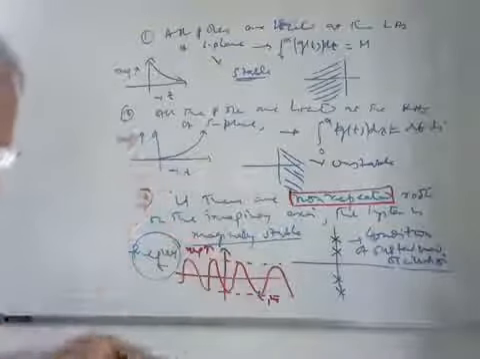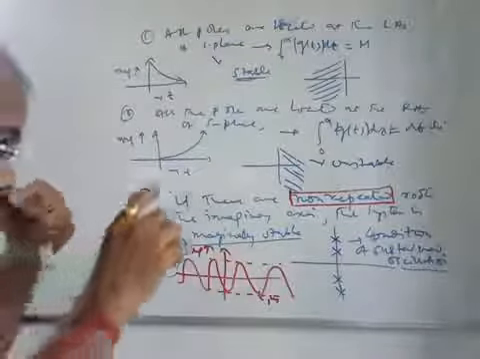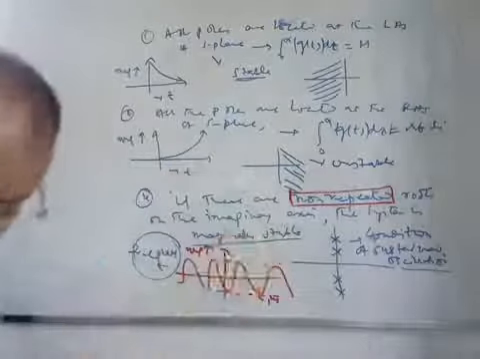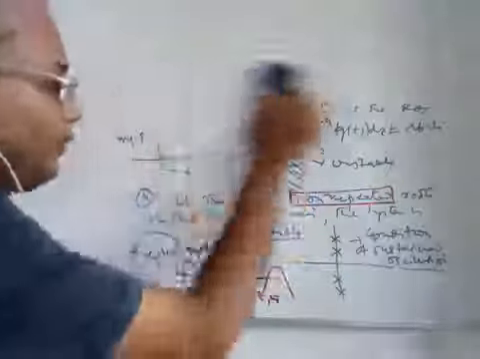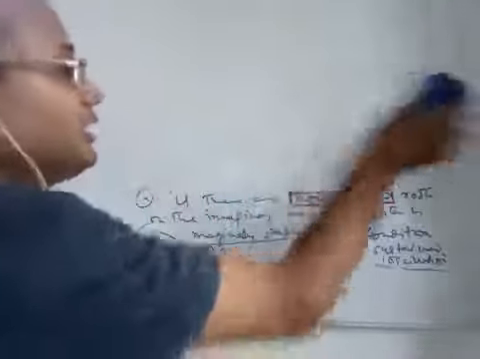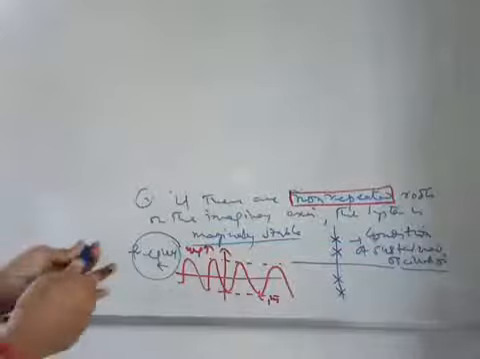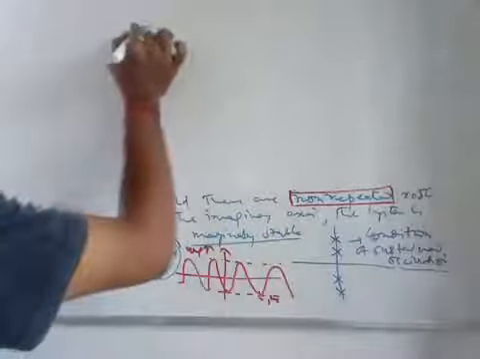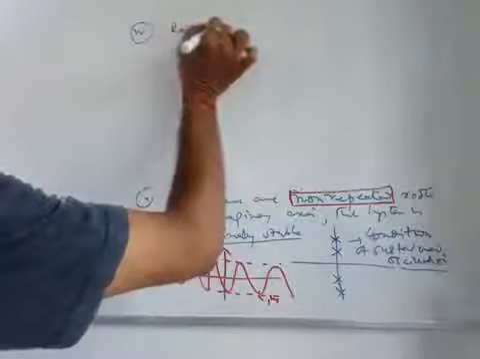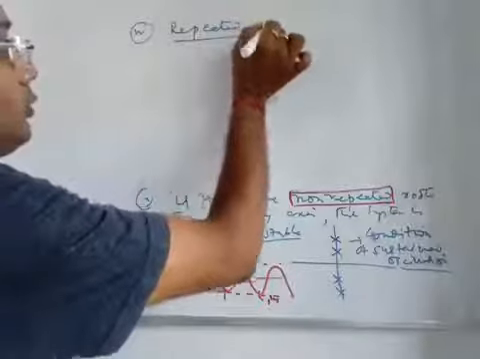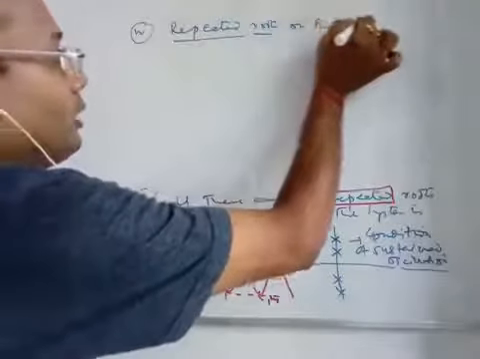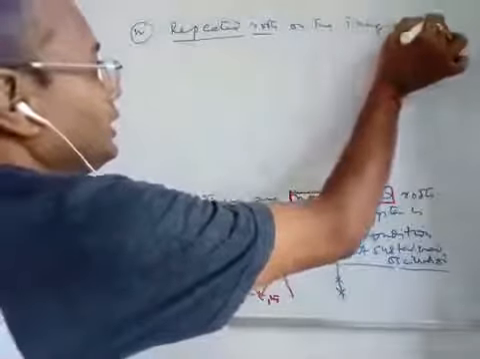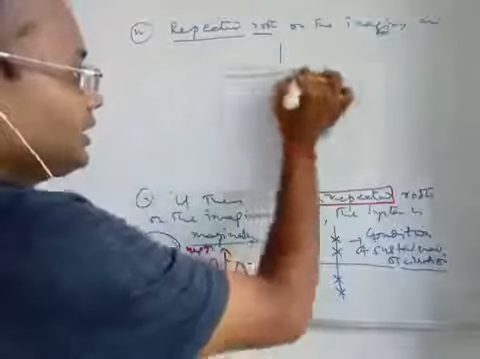And the fourth point I would like to describe is repeated roots on the imaginary axis. If there are repeated roots on the imaginary axis, then what will happen? The system will be completely unstable again. That means the structure is like this.